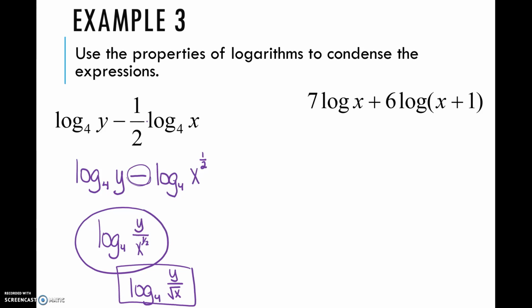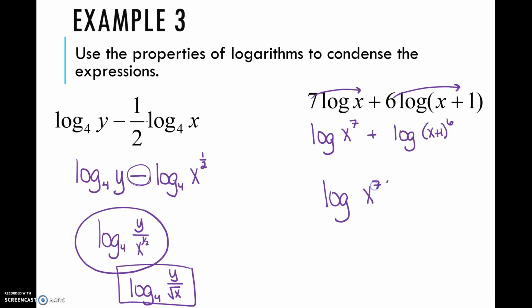Okay, this next one looks a little bit confusing because they threw some addition inside the log in there. The first thing to remember is that numbers in front go back as exponents. So this is log of x to the 7th plus log of x plus 1 to the 6th. Do you see any subtraction in this problem? So is there going to be a bottom inside the log? No, there's only going to be a top. So x to the 7th, x plus 1 to the 6th. Connect them with multiplication inside the log.